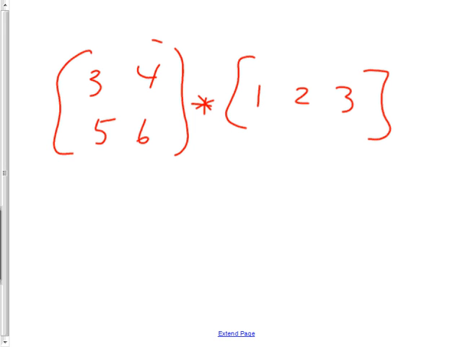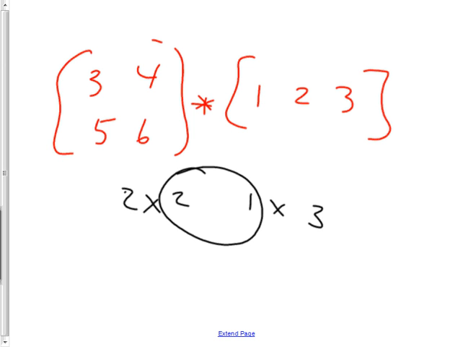Okay. So what is this one? A what by what? A 2 by 2. And what's the other one? A 1 by 3. What's supposed to match up? These two are supposed to match up. Now, you'd think that just having the same number of numbers is what you need. It's not actually correct. You can have different numbers of numbers, but however many columns this one has, this one better have the same number of rows.